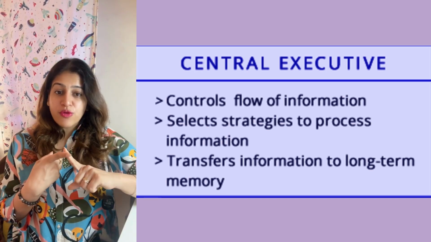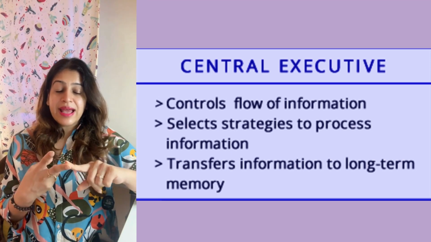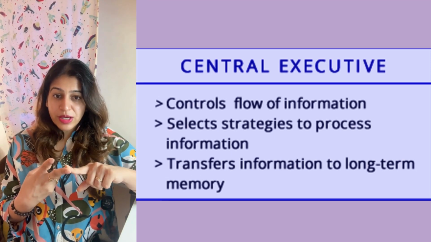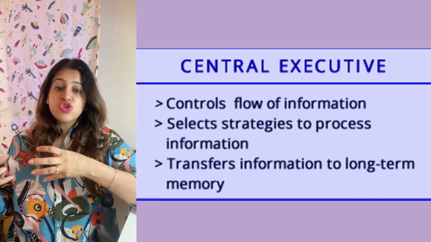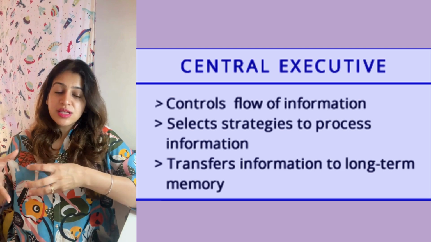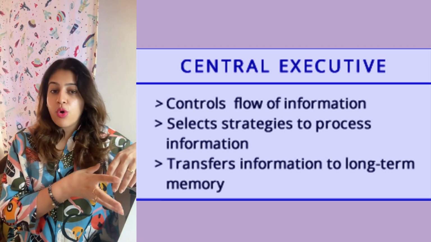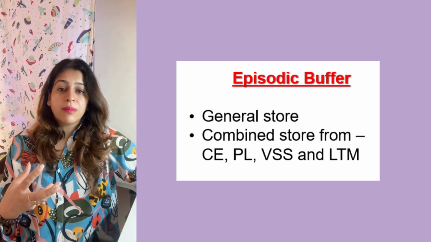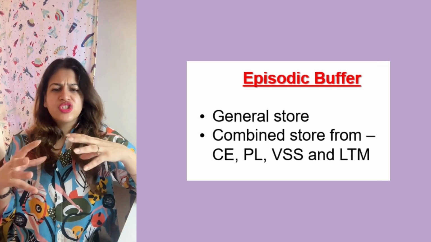It controls the flow of information. It selects the strategies to process information. And from these short-term memory storages, it transfers all the information to the long-term memory. Fourth is the episodic buffer. Episodic buffer is a general storage.